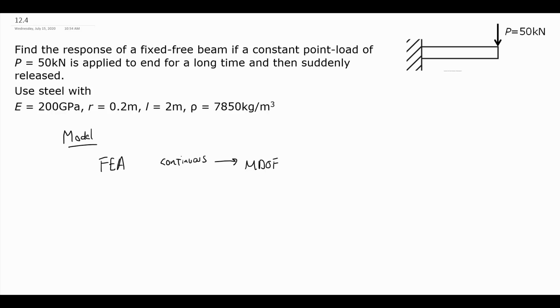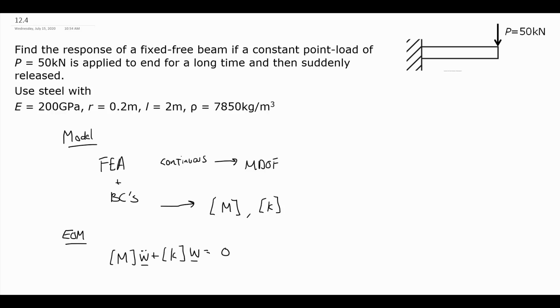So the end result of the FEA is we're going to also apply boundary conditions, and out is going to come our M matrix and our K matrix. So the global mass matrix and the global stiffness matrix with boundary conditions applied is going to be the end result of our FEA. And at this point, it's a multi-degree of freedom system because we're going to be able to assemble then an equation of motion from this, where we're going to say that M, this matrix, times W double dot plus our K matrix times W is equal to, in this case, 0.